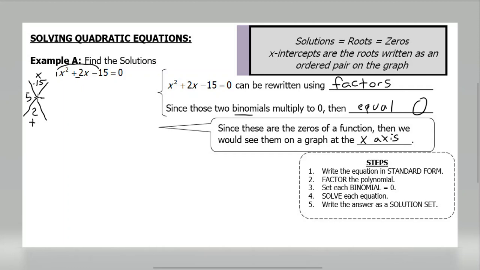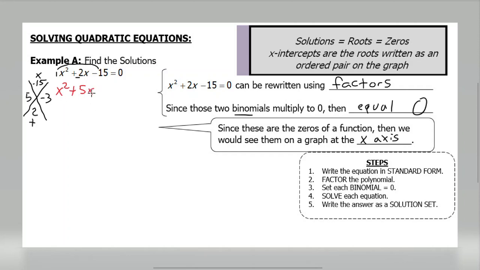15 can be divided by 5, and 5 and negative 3 will give me negative 15, and if I add these two, it will give me 2. So that works. So now I can continue to factor it. I can factor it by either doing the grouping method we learned, or I can do the box method. Doesn't matter. You'll get the same answer. Just whatever one you feel more comfortable with. So I'm going to do the grouping method.